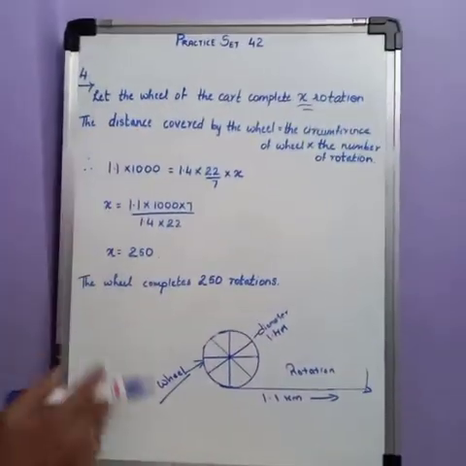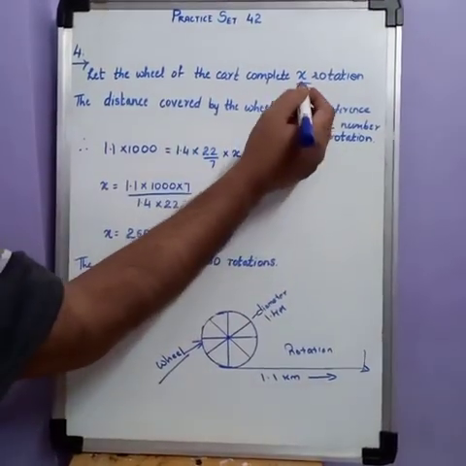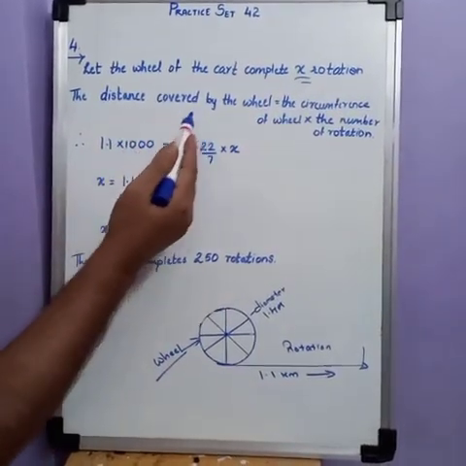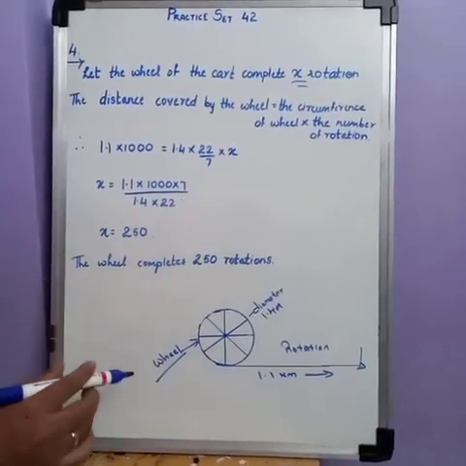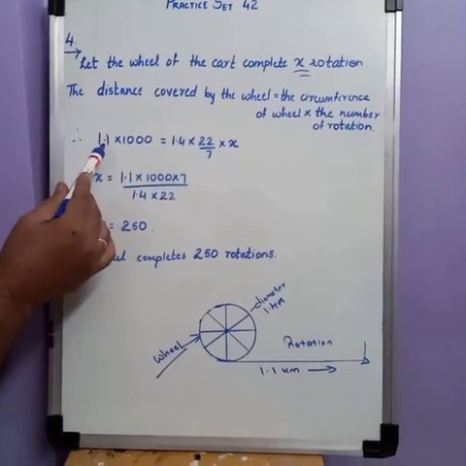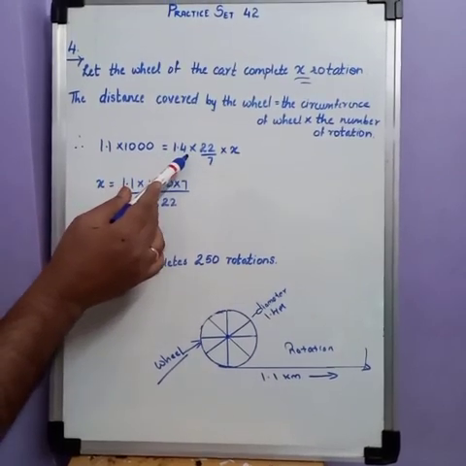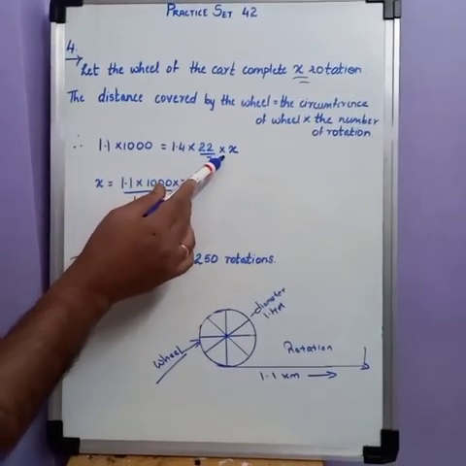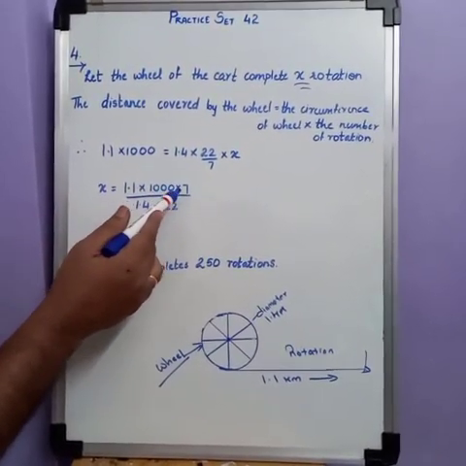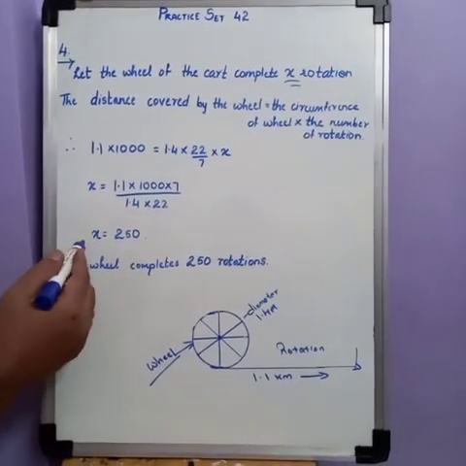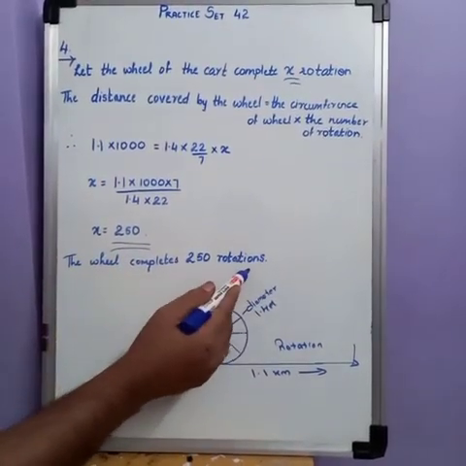Now we'll solve this sum. Let the wheel of the cart complete x rotations. We don't know how many rotations it is going to take, so we are going to consider it as x rotations. The distance covered by the wheel is equal to the circumference of the wheel into the number of rotations. So 1.1 kilometer into 1000 is equal to 1.4 into 22 upon 7 into x. So x is equal to 1.1 into 1000 into 7 upon 1.4 into 22. We do the working, that comes to 250. The wheel completes around 250 rotations.